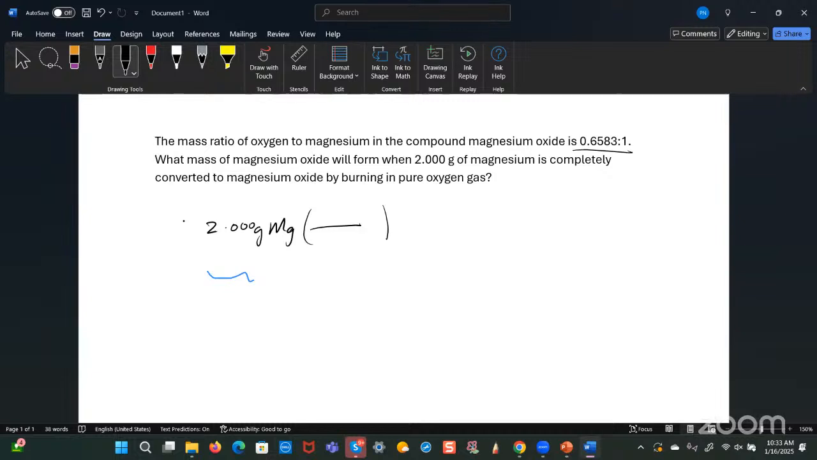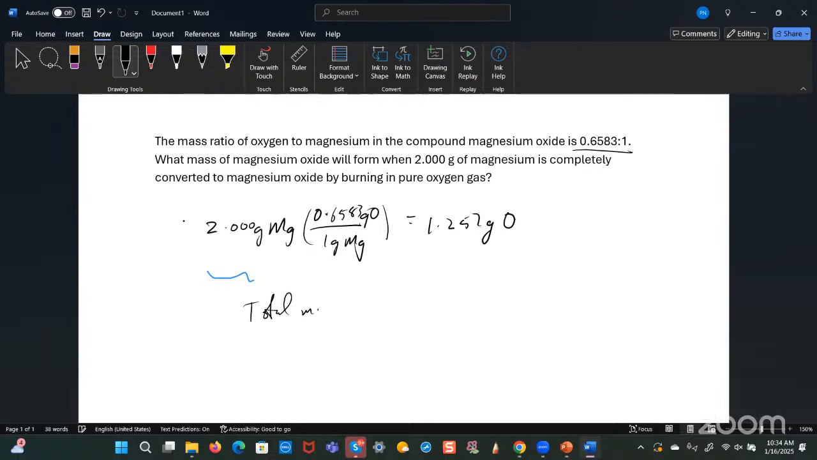So the oxygen part will go up here, 0.6583 grams of oxygen, and down here I'm going to have 1 gram of magnesium. When we do the calculation, we get 1.257 grams, and that represents the grams of oxygen. So therefore, the question is asking, what's the total mass of the magnesium oxide?